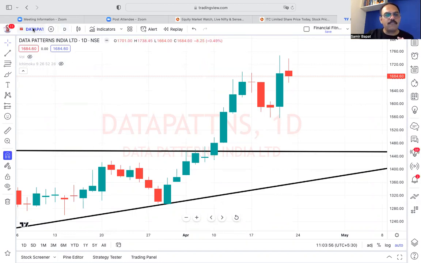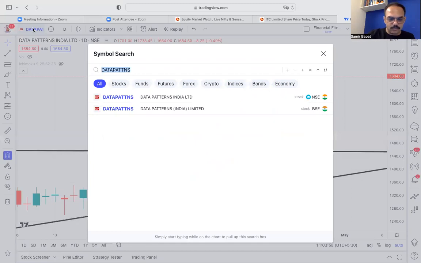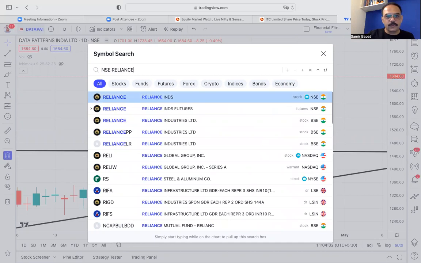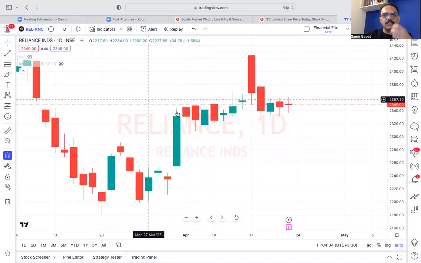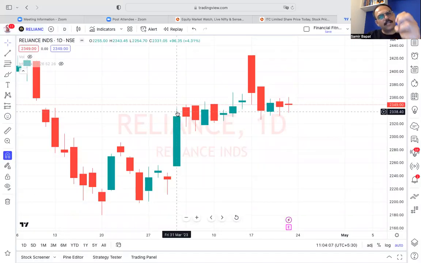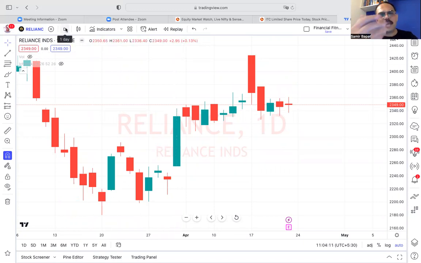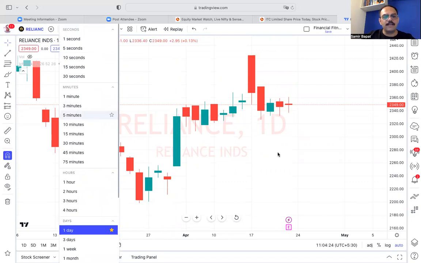Now, what we have studied, let's go back to Reliance now. What we have studied is the data for the daytime. Similarly, there can be different time frames which people look at, and we will be studying how to look at different time frames and how to study them and how to interpret them. So this is where different time frame.